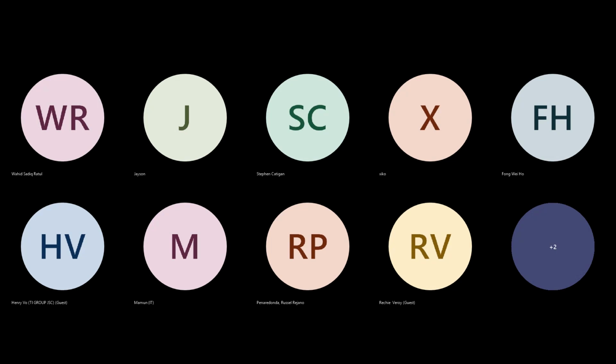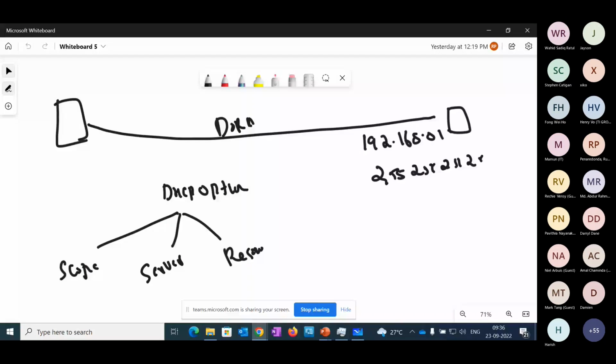So yesterday we were discussing a concept called DHCP, right? We understood how DHCP works on-premises, and today we are going to discuss how this works in cloud scenarios.